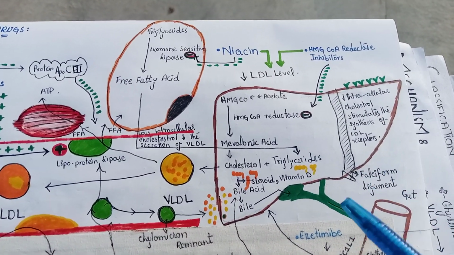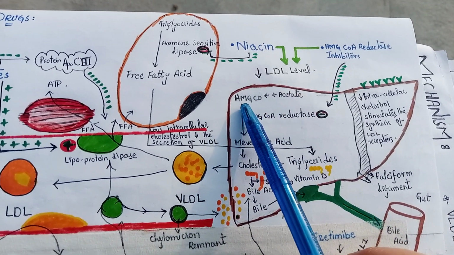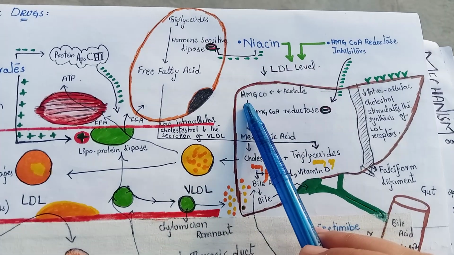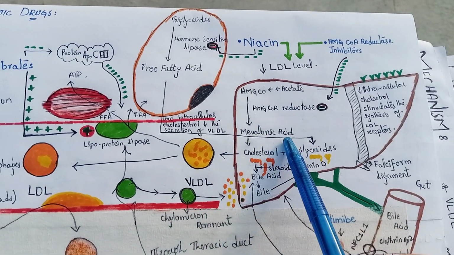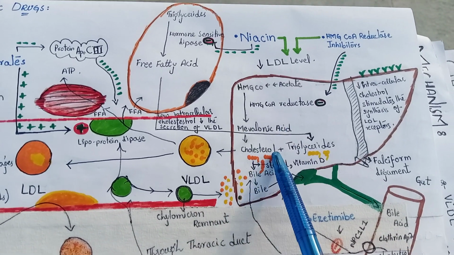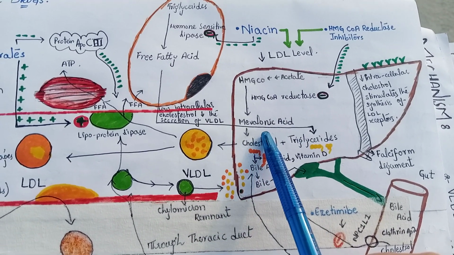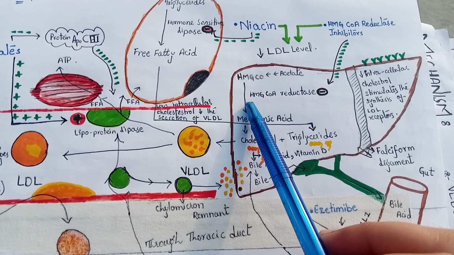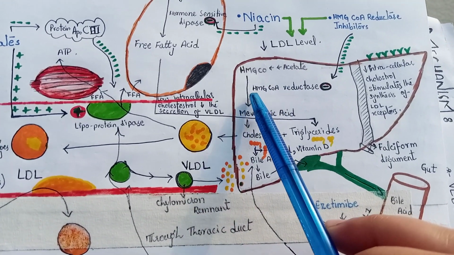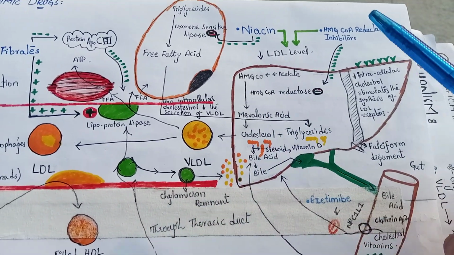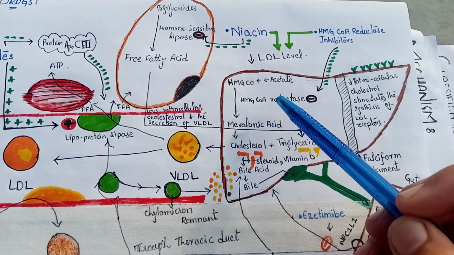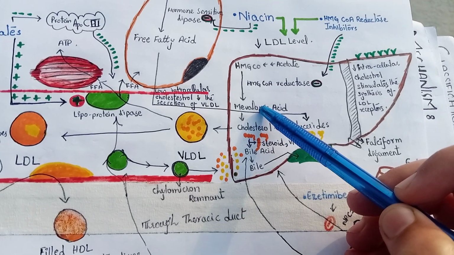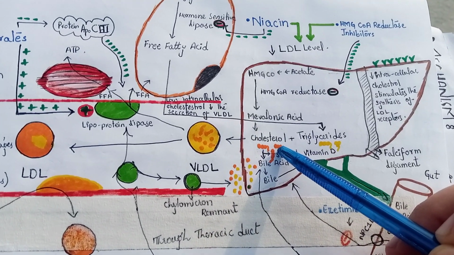In the liver, what happens is, there is acetate. The acetate is converted into 3-hydroxy-3-methylglutaryl coenzyme A. This is converted into mevalonic acid, and in turn it is converted into cholesterol. So the cholesterol is synthesized from acetate through the enzyme HMG coenzyme A reductase, right? So if you inhibit this enzyme, the HMG coenzyme A will not be converted into mevalonic acid, and in turn the cholesterol level in the liver will decrease.